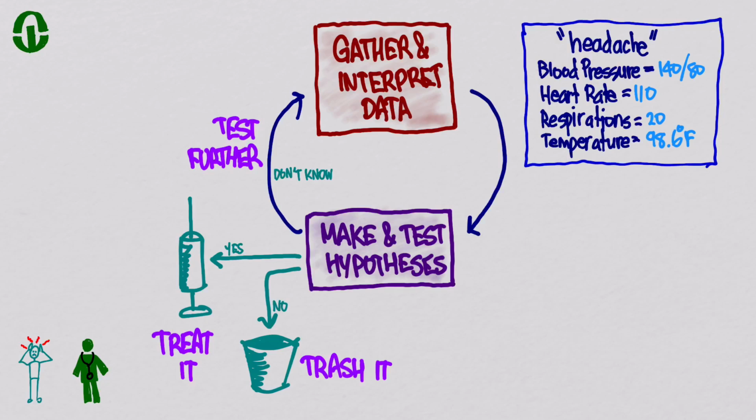There's a blood pressure here, which is 140/80, which is a little bit high. The heart rate is 110, which is a little bit high. Respirations are 20, which technically are a little bit high, and the temperature is normal. So we've gathered some data and we've interpreted it as well. We said that some of these things are high. And so the next thing is to make and test hypotheses. So we have no hypotheses yet, so we need to make some.